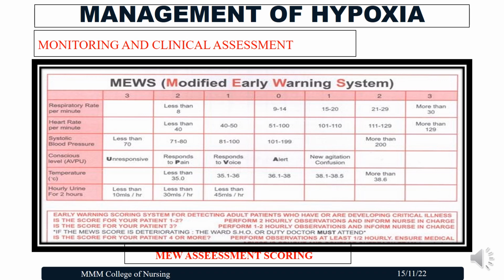So the score should always be 0. So when we are calculating the MEWS score, if it is 0, that is normal, or if it starts from 1 to 2, then we have to inform the nurse in charge. So something is going wrong for the patient that we need to assess.